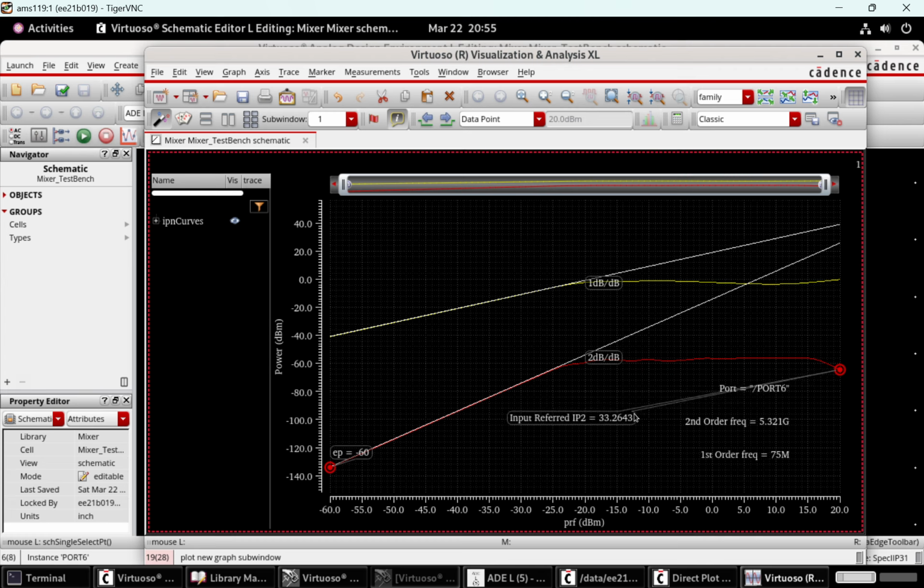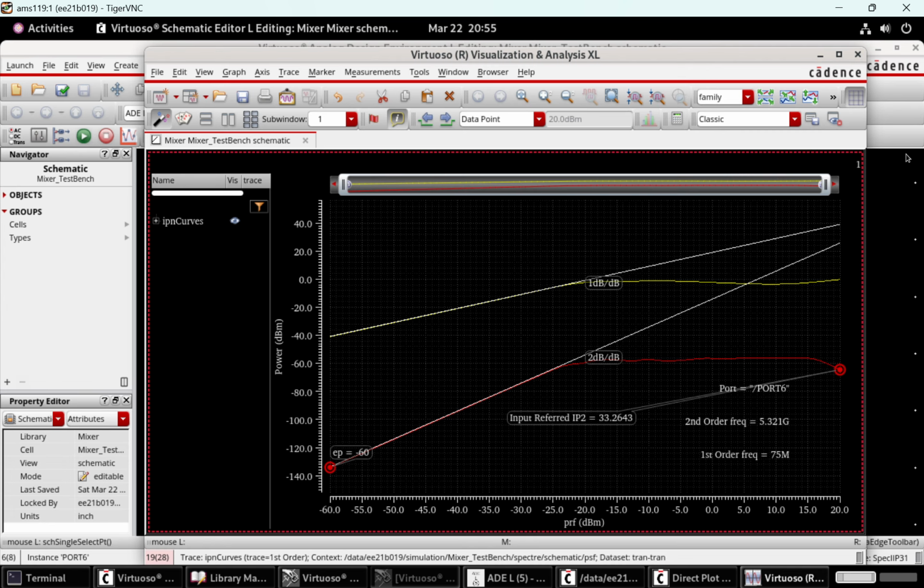So this is with 1% mismatch. So it is pretty good. And ideally, in the absence of mismatch, you should expect almost near infinity IM2. However, due to practical considerations, it is not infinity, but a very high value in the absence of mismatch. In the presence of mismatch, it is this value. So that completes the analysis of most of the specifications.